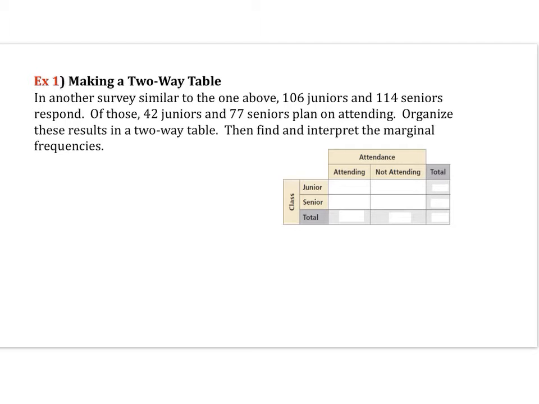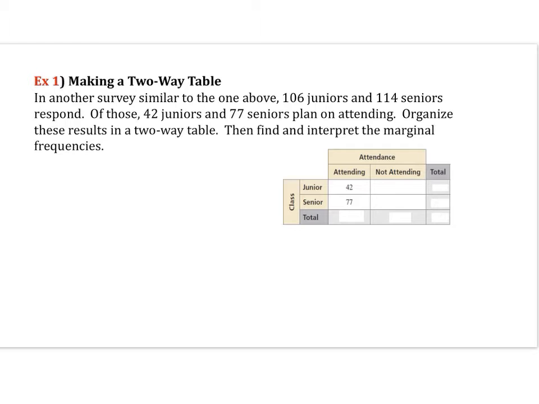In another survey similar to the one above, 106 juniors and 114 seniors respond. Of those, 42 juniors and 77 seniors plan on attending. So we can plug that into our frequency table and then organize these results in a two-way table. So in the two-way table you've got your junior, senior classifications on the left, and you have your attendance, attending, not attending, across the top. And then rows and columns represent each of the class members, attending, not attending.